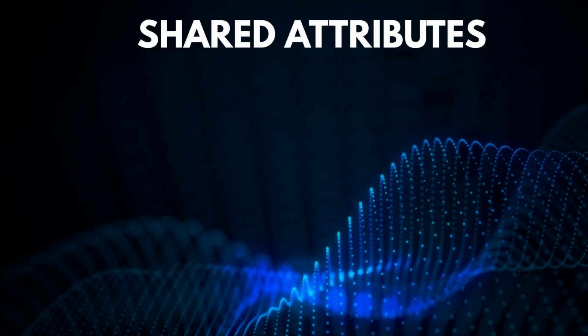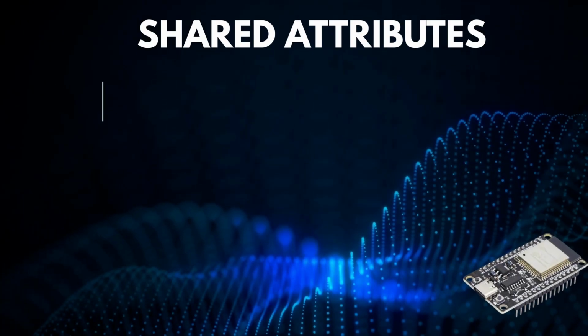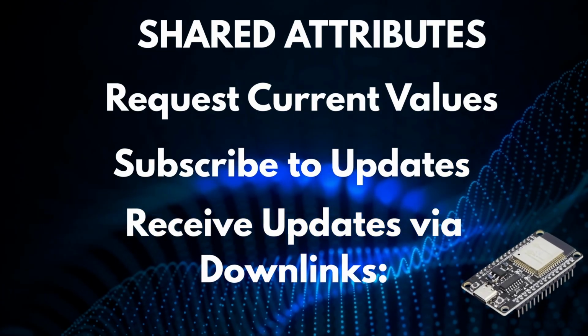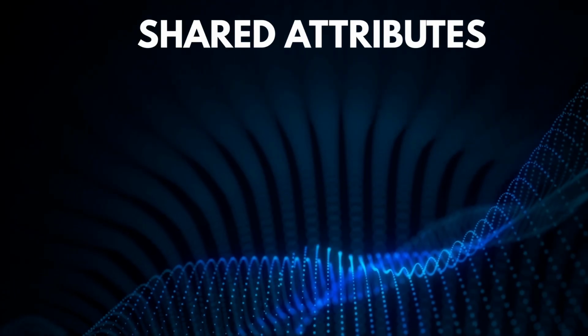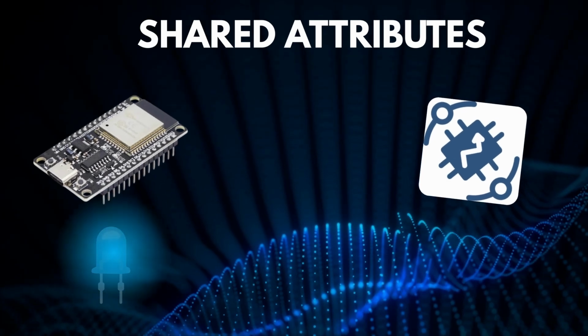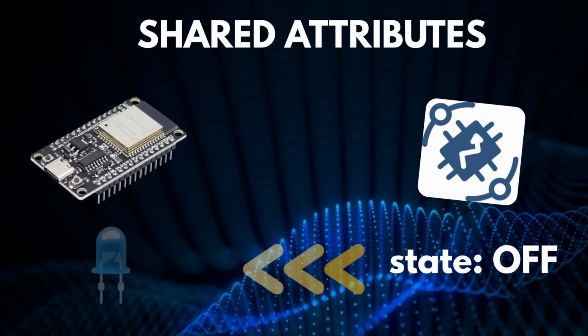Devices usually interact with shared attributes to request their current value, subscribe to updates, and receive updates via downlinks. In the example, we're going to see how to subscribe to the state of an LED using shared attributes and how to change its state directly from the server.